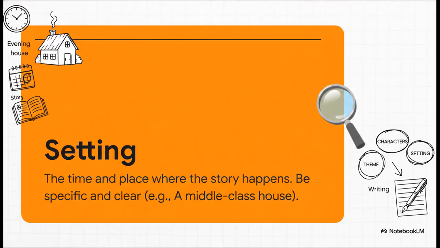And our final ingredient is the setting. This just tells the examiner where and when your story takes place. You don't need a whole paragraph here, just be specific and clear. Something simple like, a middle-class house, evening, is perfect. It instantly paints a picture. So remember, theme, characters, and setting. Get these right, and you are ready to start writing.